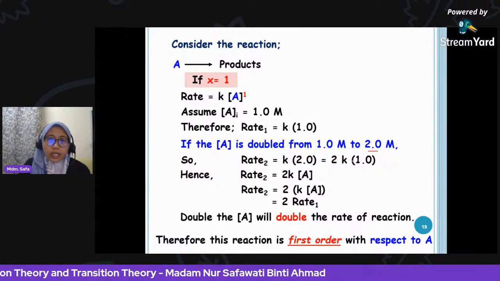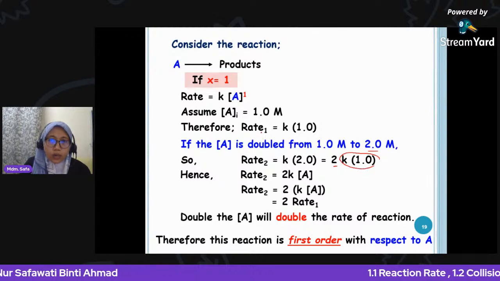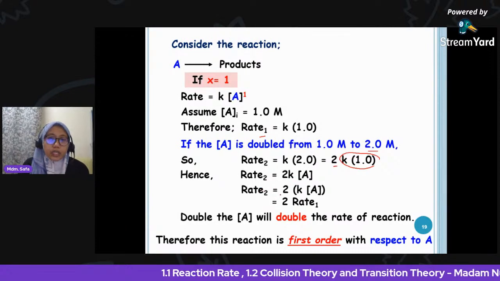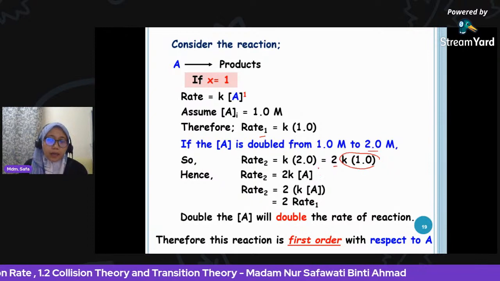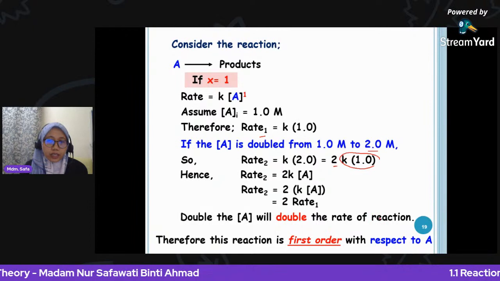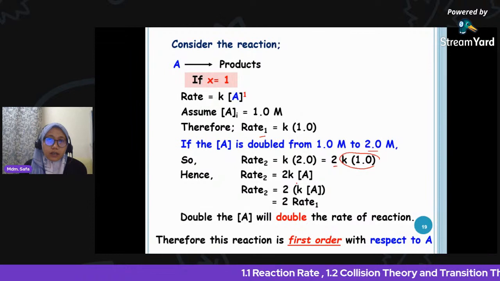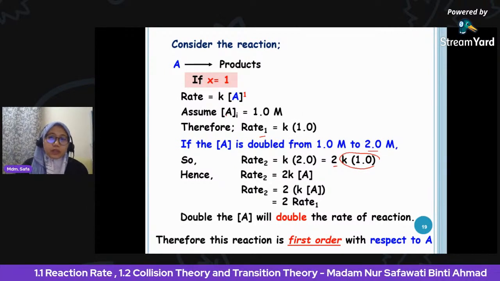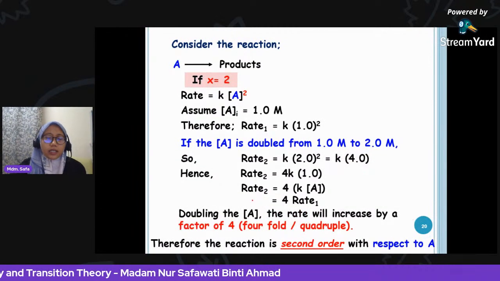Okay, so kita keluarkan 2 ke hadapan supaya kita nak samakan balik ini adalah sama dengan rate 1 tadi. Okay, sama dengan rate 1. Okay, bermakna rate 2 kita adalah double, okay, with the rate 1. Okay, dua kali ganda. Bermakna kalau kita double the A, okay, it will double the rate of reaction. Okay, so dia akan follow lah. Okay, so bila kita tengok trend macam ni, okay, the reaction is first order, okay, with respect to A. Okay, sebab dia follow. Double, dia akan menyebabkan rate 2 pun akan double juga. Okay. Nanti kita tengok lagi contoh.